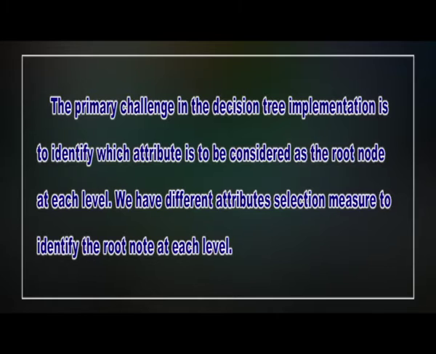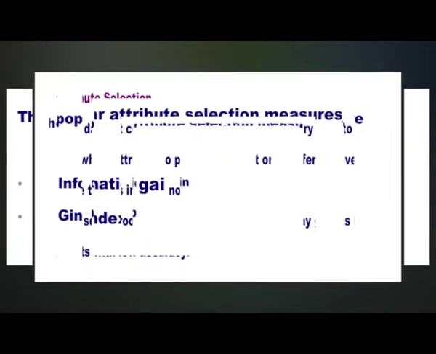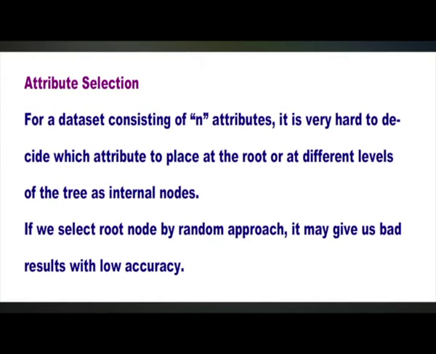The primary challenge in the decision tree implementation is to identify which attribute is to be considered as the root node at each level. We have different attribute selection measures to identify the root node at each level. The popular attribute selection measures are information gain and Gini index. For a data set consisting of n attributes, it is very hard to decide which attribute to place at the root or at different levels of the tree as internal nodes.